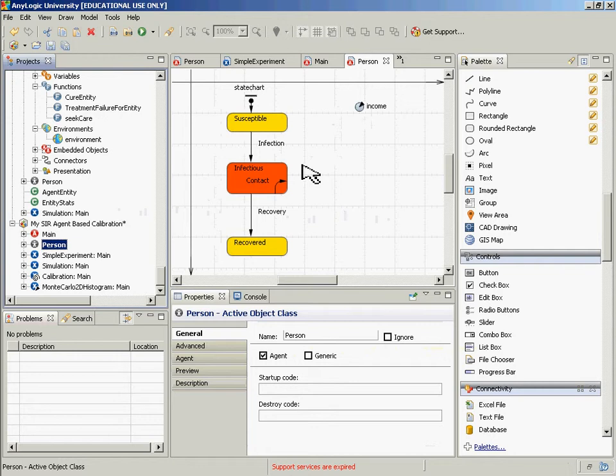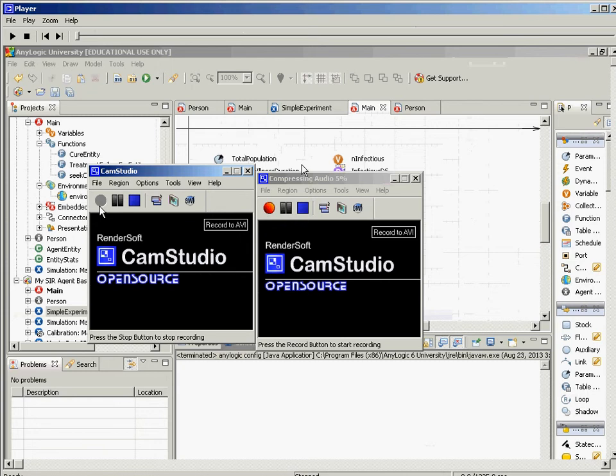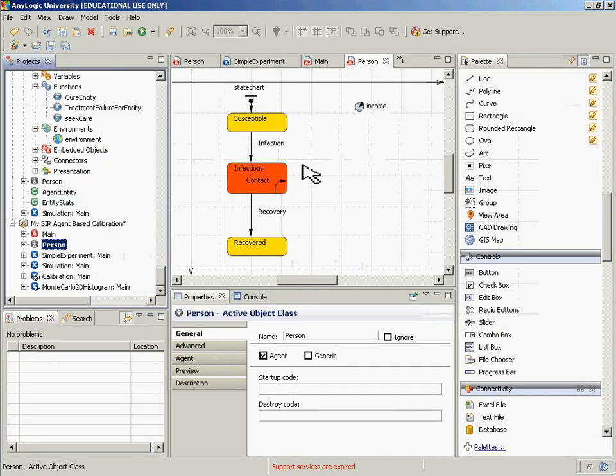This is a state chart. Who could we ask if someone's susceptible? We could ask the person's state chart. It's a state chart that keeps track of that information. So we have to actually ask the state chart.